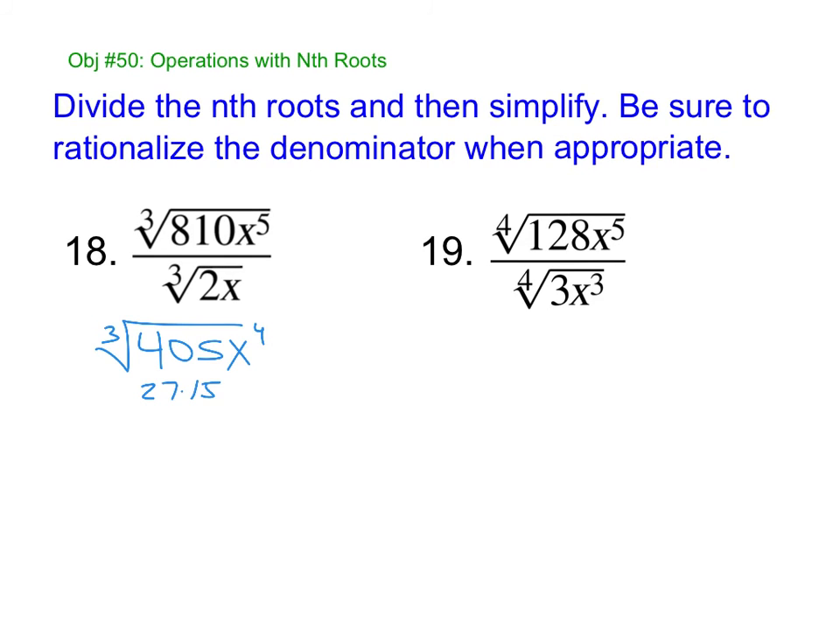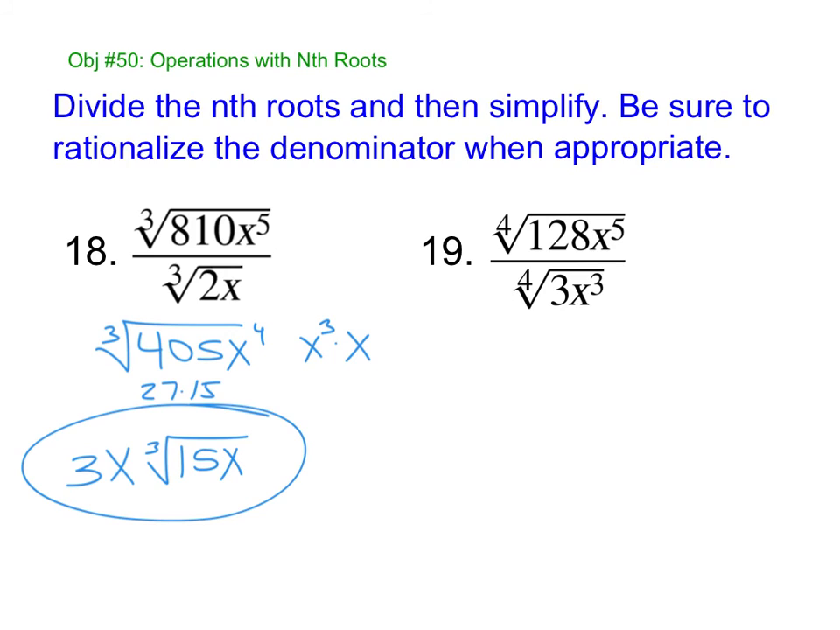The cubed root of 27 is 3. We can take an x cubed times x, and then we are left with our 15 and our leftover x. Pretty straightforward one. This one, again, we can't divide 3 into 128, so we're going to leave it as the fourth root of 128 x squared over the fourth root of 3.